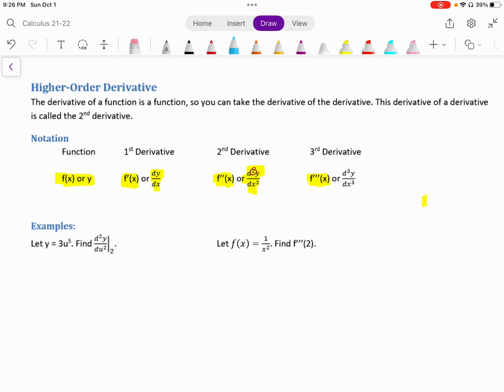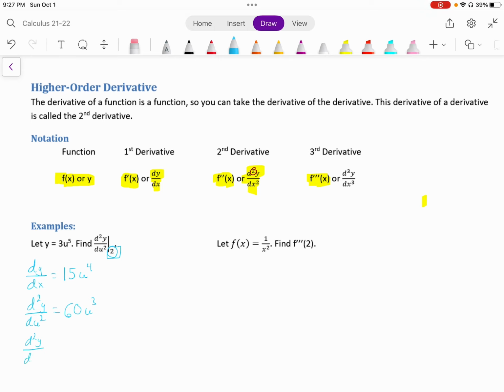Let y equal 3 times u to the fifth. Find the second derivative of y in terms of u at u equals 2. So first, we'll work our way through this. We'll just do the first derivative, dy dx. We can use the power rule here. This is 15u to the fourth. That's the first derivative. Well, we want the second derivative, and that's going to be the derivative of the first derivative. So this is 60u cubed.